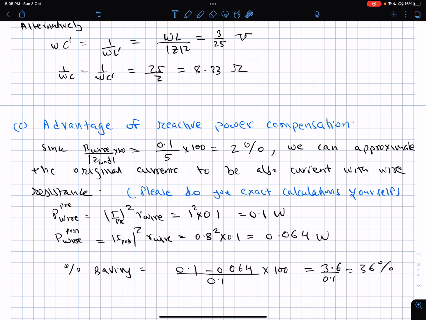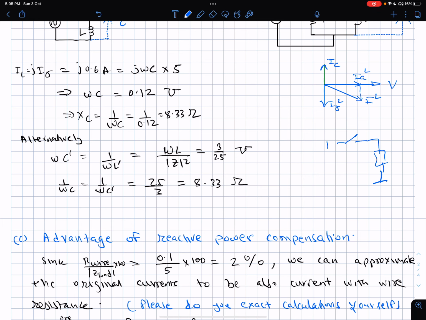This is your load. Your meter would be here somewhere. Your shunt capacitor should be here. It should not be here. Otherwise, when the switch is opened, your capacitor will keep on drawing current, which is at poor power factor.